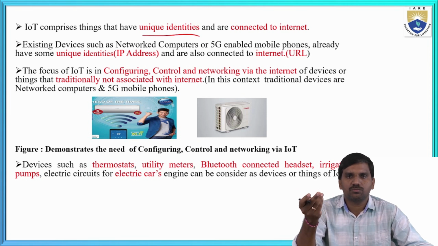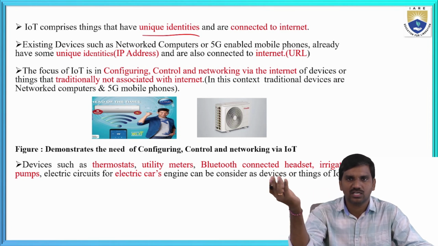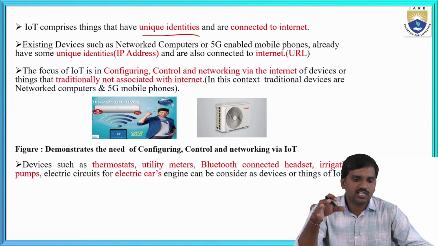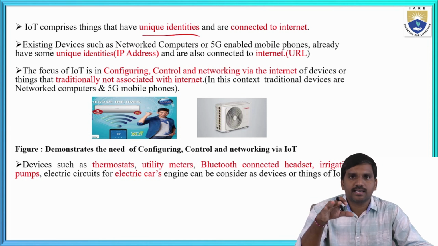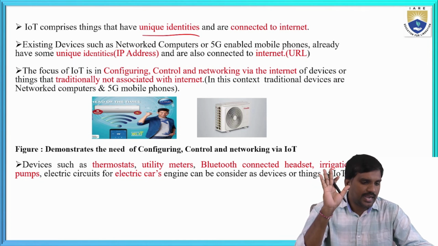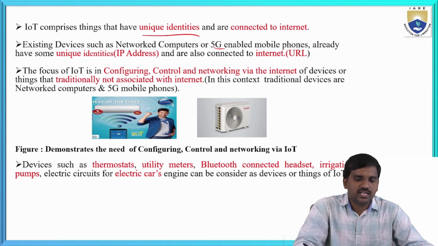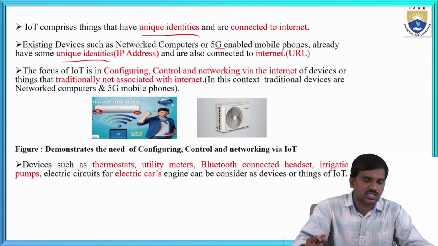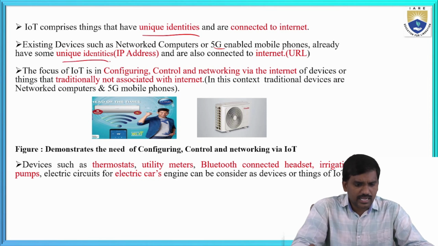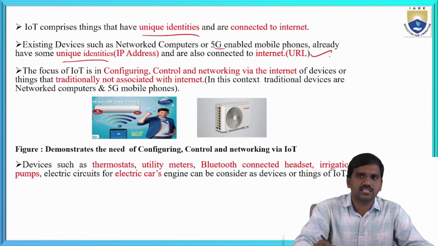You can operate with a remote, on and off. The speed will increase or decrease. So this is the unique identity of an IoT device connected to the internet. Existing devices such as network computers or 5G-enabled mobile phones already have unique identities, which is nothing but an IP address, and are also connected to the internet, that is, a URL.